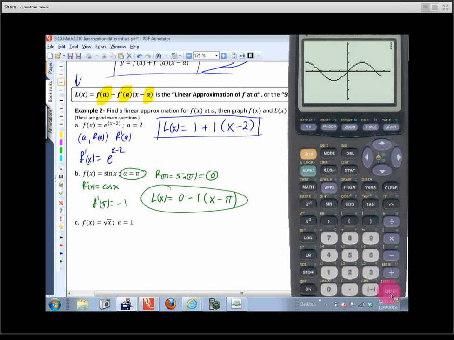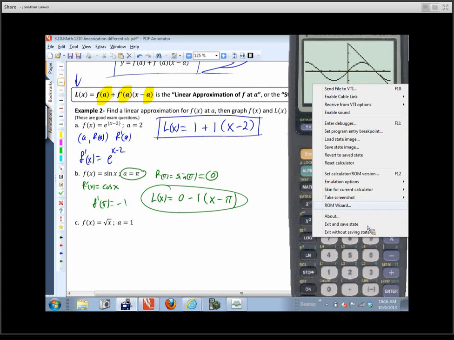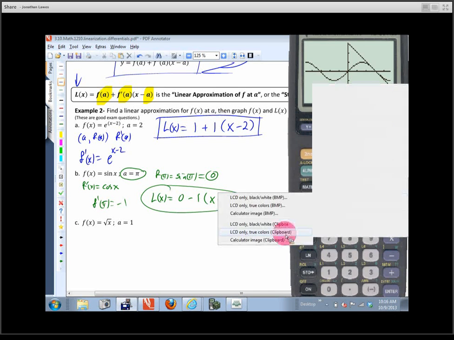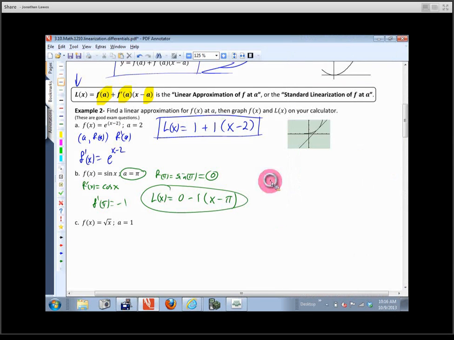Pause it right there. We should see a line that goes through this point right here. And there it is. And you'll notice, because it's kind of straight right here, look how good an approximation this is. These overlap each other for quite a while, a lot longer than the other ones that we've done. All right.